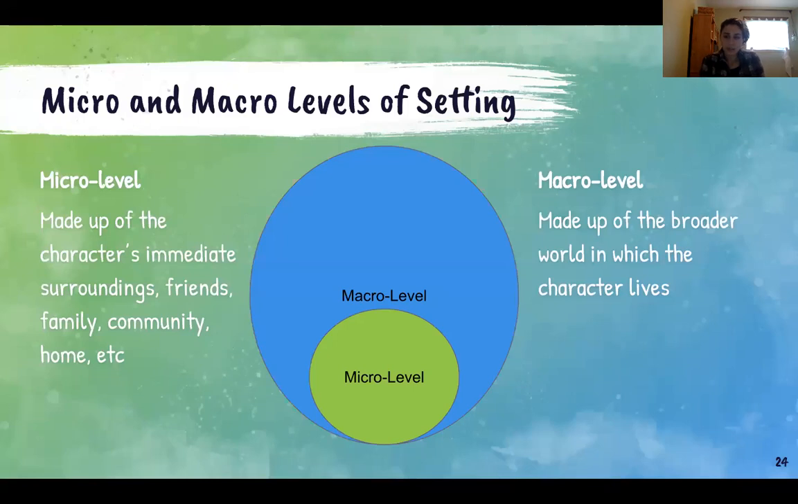There are two levels of setting that you want to remember to notice. First is the micro level, which is closest to the character. Their intimate, immediate surroundings: family, community, home, school, etc. The macro level of setting would be the broader world the character lives in. What's going on politically in that area? Are there wars? Is it a time of peace?